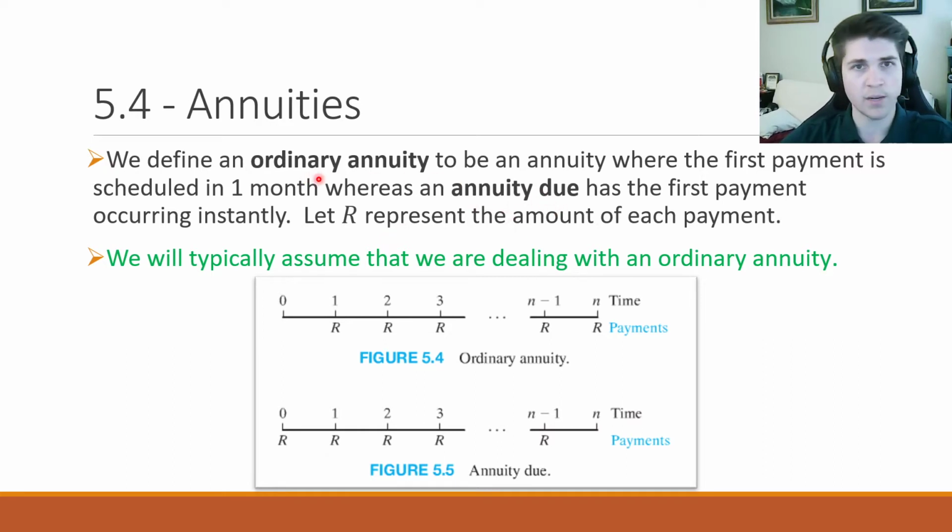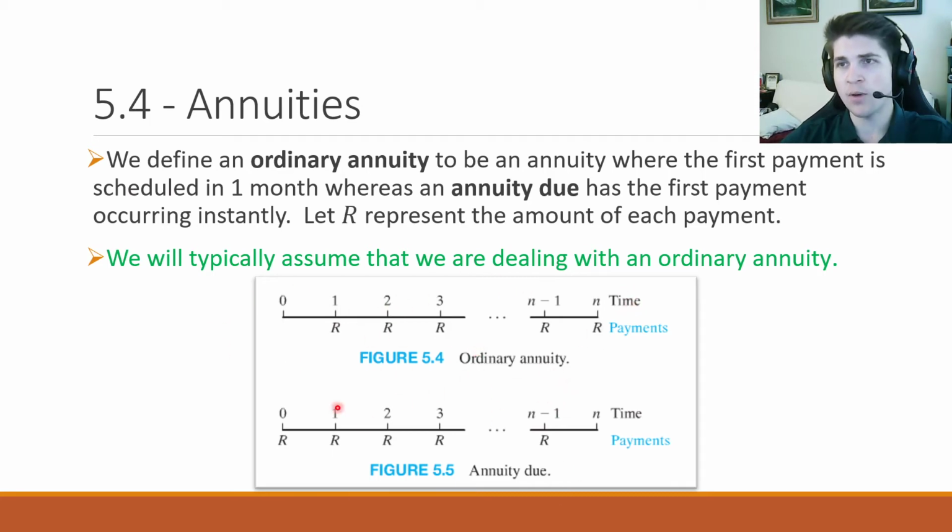So what is that? An ordinary annuity is an annuity where the first payment is scheduled in the first month. So like if we're imagining it on a graph, I took this from the book because I thought it was pretty good. Here's our current time, month 0. Currently we're not putting any money in, but in 1 month that will be our first payment into the annuity, and so on, and that would be what we call an ordinary annuity.